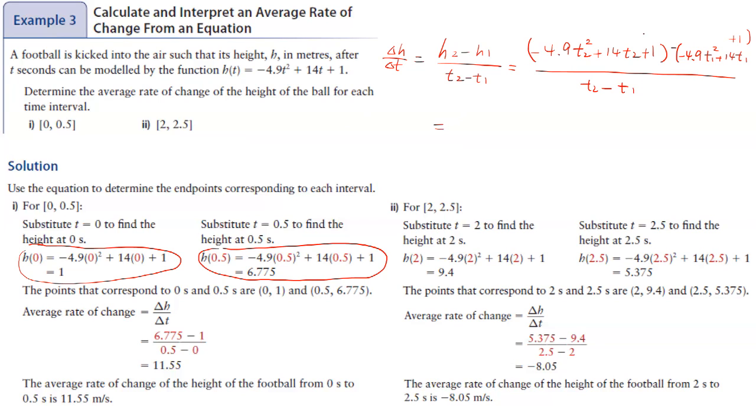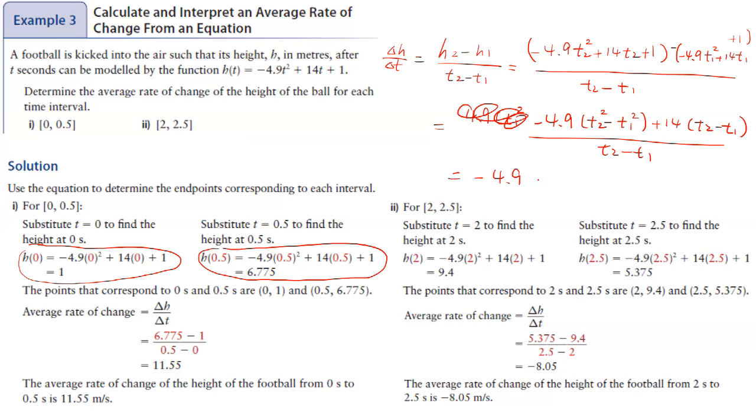And we can just simplify this expression first, which gives us minus 4.9 times T2 squared minus T1 squared, plus 14 times T2 minus T1, right? And over T2 minus T1, which is minus 4.9 times T2 plus T1, plus 14, right? So in this way, we can just calculate T1 plus T2 first, and then plus 14.